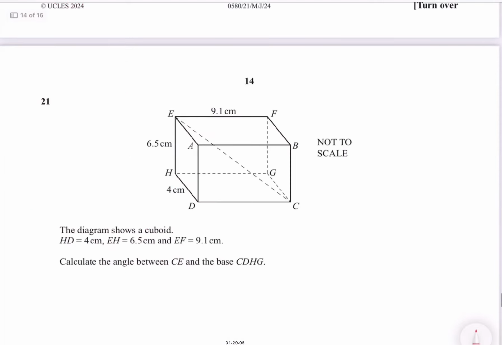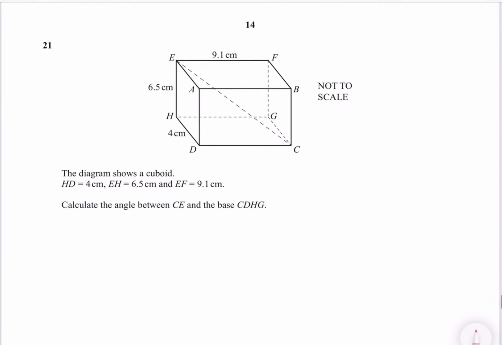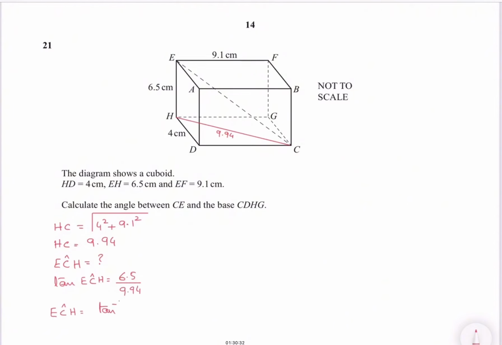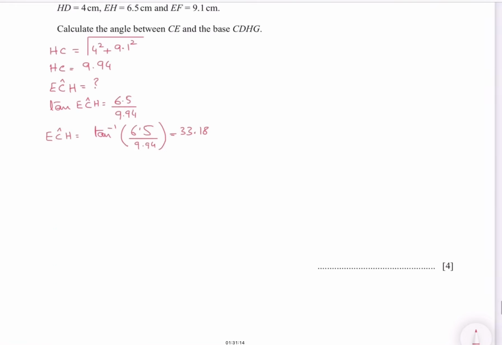You write them here. Question number 21. Calculate the angle between CE and the base. Okay. So first find out HC. So use the Pythagoras theorem. 4 squared plus 9.1 squared, whole under root. So here you got the value of HC. Now for angle ECH, use tan of ECH, which is opposite over adjacent. So tan inverse of this. So your ECH is 33.18.